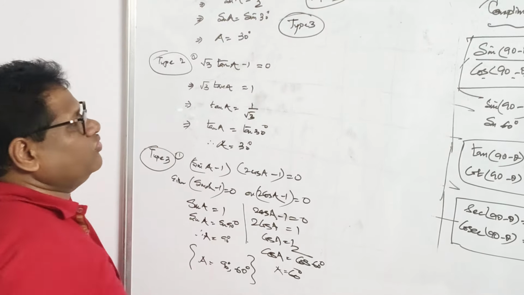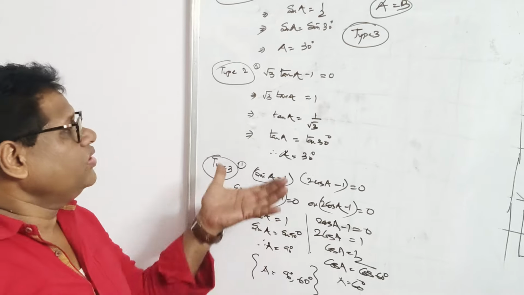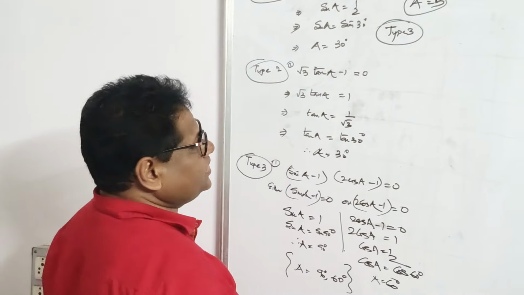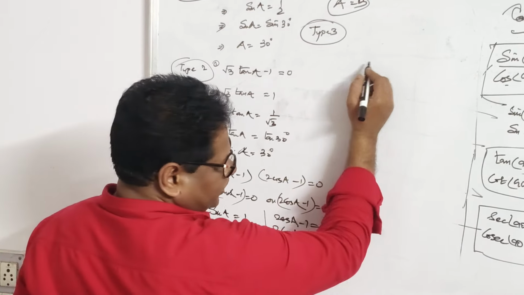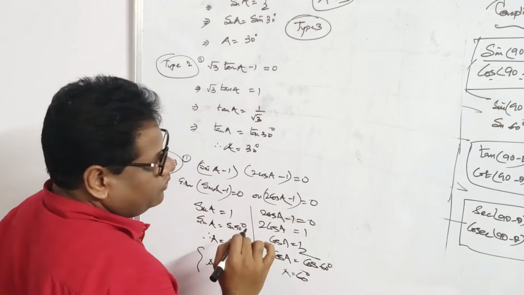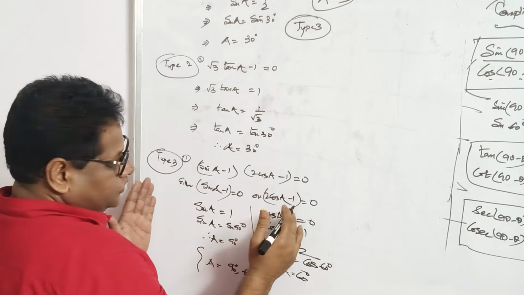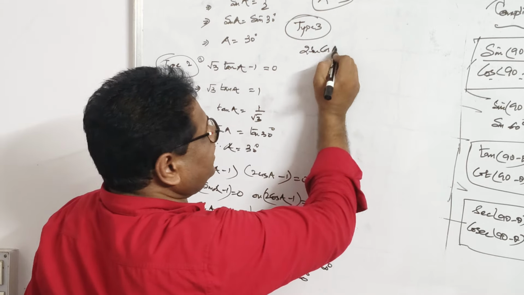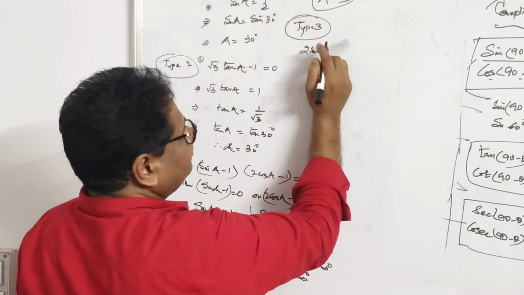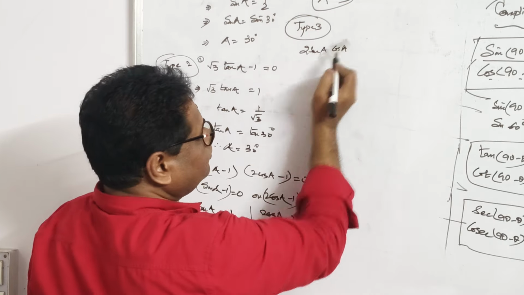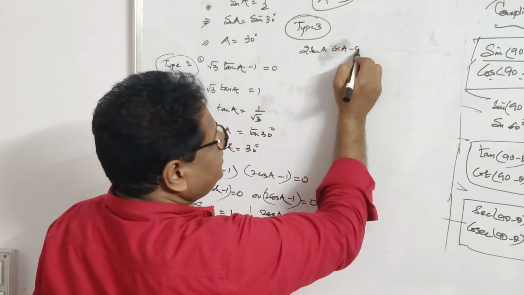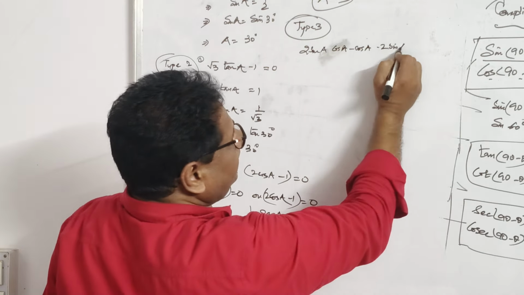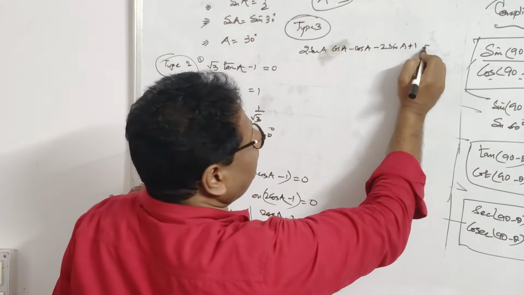So you see there are different types of questions that you may face in quadratic or simple equations or simultaneous equations in trigonometrical equations. Now let us take one example. We have a quadratic equation which is not split up in this format. So the question is 2 sin A cos A minus cos A minus 2 sin A plus 1 equals 0.